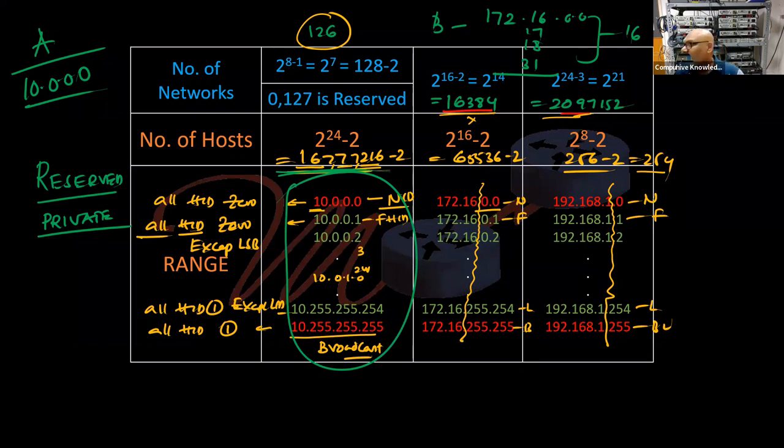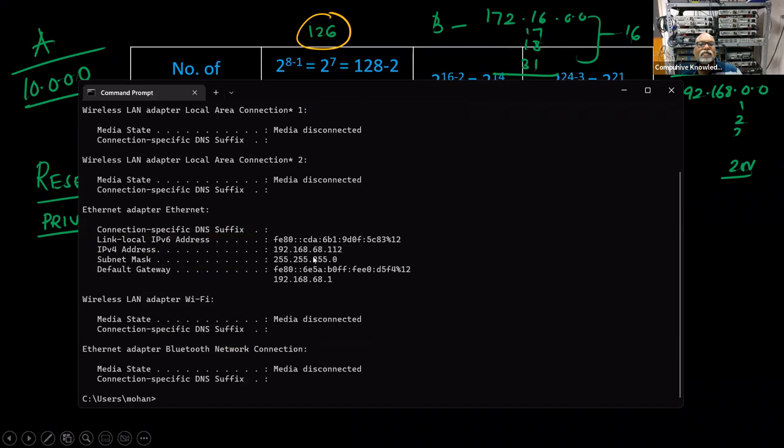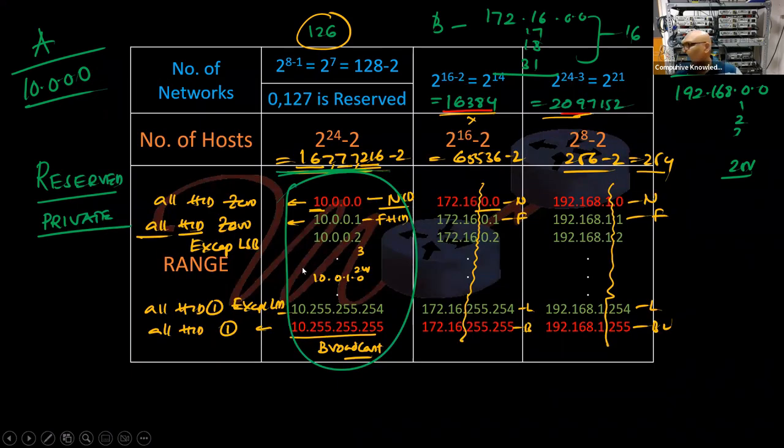In class C, 192.168 is 0, 1, 2, 3, up to 255. See, I'm using 68 if you observe this, my IP address. 192.168.68, anything in this octet is free. So 256 networks, they're free actually. We don't pay any money for that. But you can't go to internet. If you want to go to internet, you have to do something extra. But you can set up a network for free with free IPs. That's why all your office, home, IP addresses are all free.